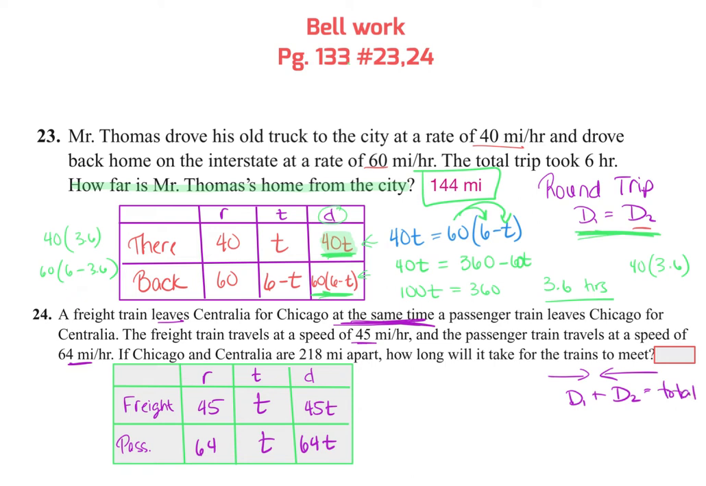So we're not going to set these two equal to each other. We are going to add them. 45t plus 64t equals 218t.